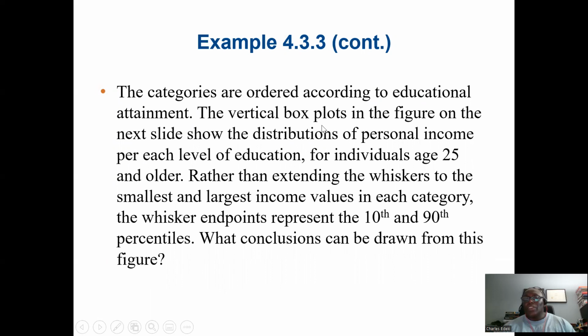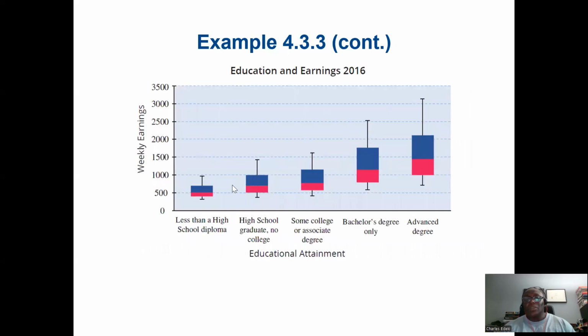So the vertical box plot in the figure on the next slide will show the distribution of personal income for each level of education. Now for individuals age 25 and older, rather than extending the whiskers to the smallest and largest income values in each category, the whisker endpoints represent the 10th and the 90th percentile. What conclusion can be drawn from this? Let's see the figure. So we can see the first figure, less than a high school diploma.